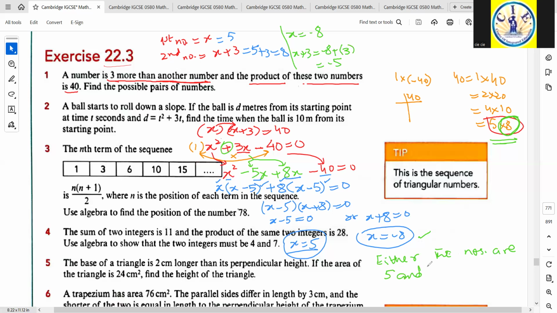So either the numbers are 5 and 8, or the numbers are negative 5 and negative 8. So these are the two possibilities of the two required numbers which fulfill the given conditions. So this is how this question number 1 was to be done.